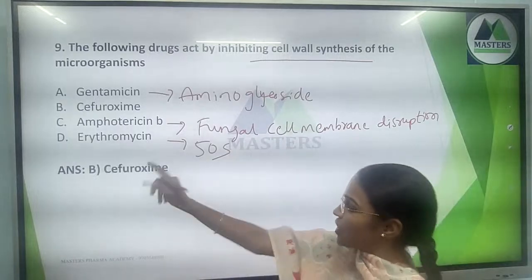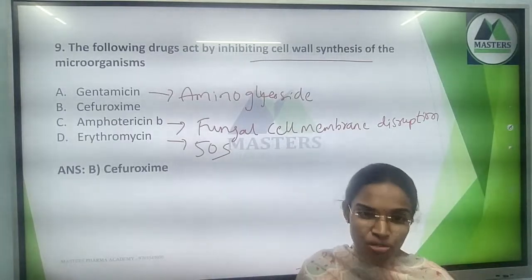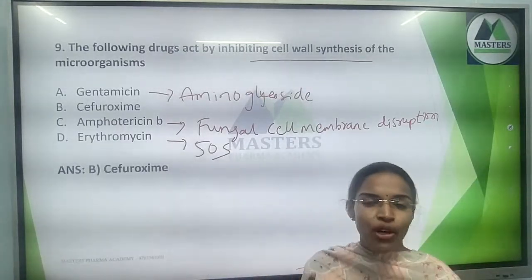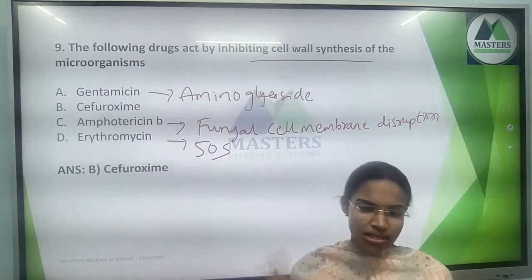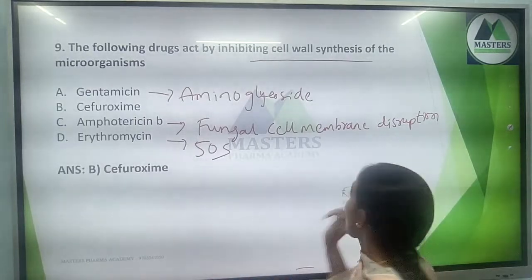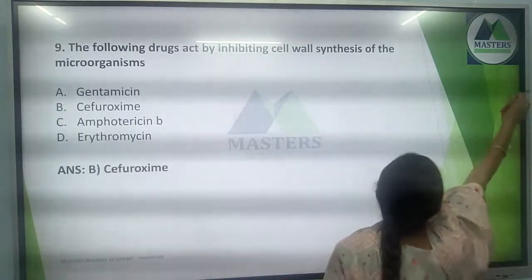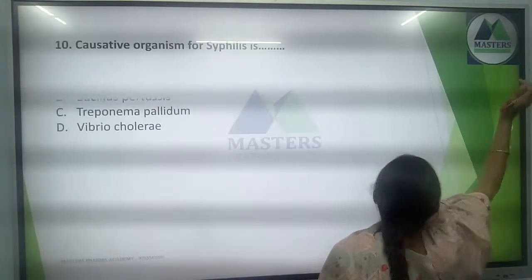So for this question, the right answer is option B, cefuroxime, a beta-lactam antibiotic which inhibits the cell wall synthesis of microorganisms. Moving forward to the next question.